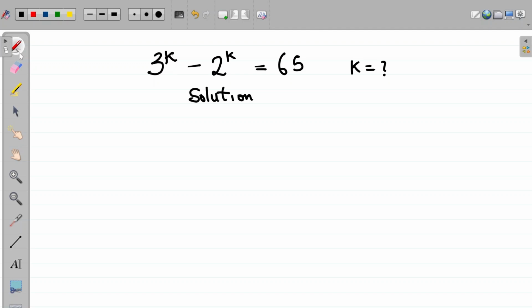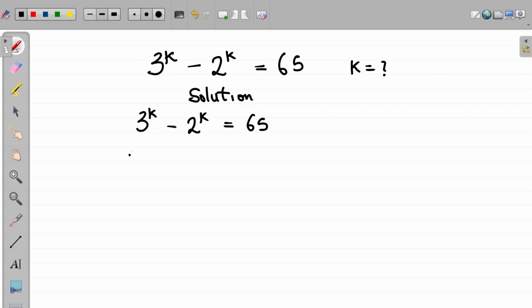Hi, we are given to solve the equation 3 raised to the power k minus 2 raised to the power k equal to 65. Find the value of k. Solution. Now we have 3 raised to the power of k minus 2 raised to the power k equal to 65. On the right hand side of the equation, we introduce index 2 divided by 2.